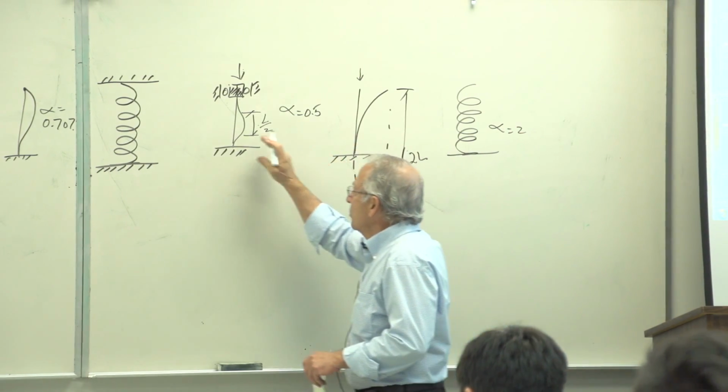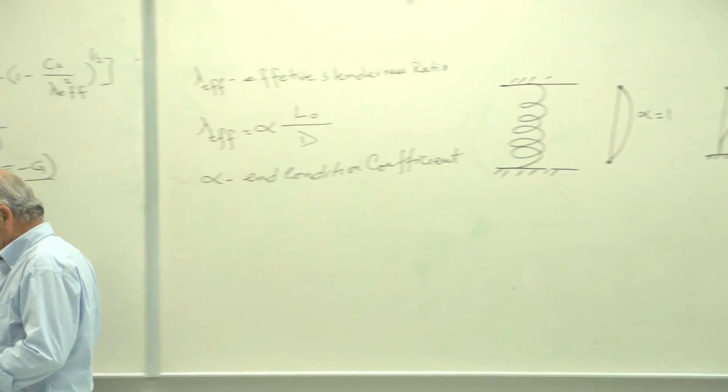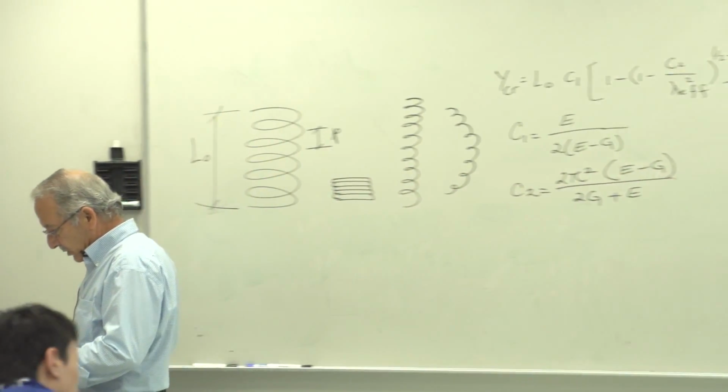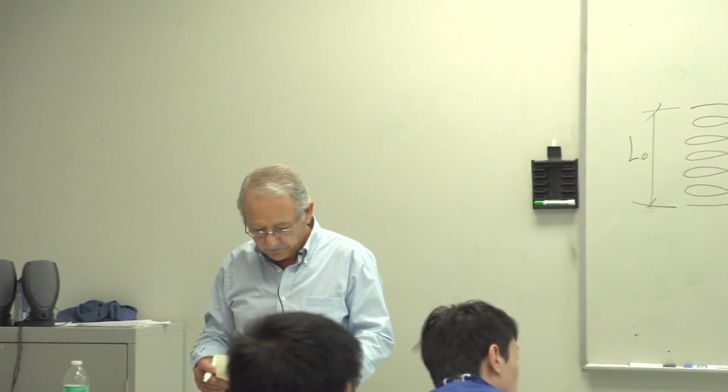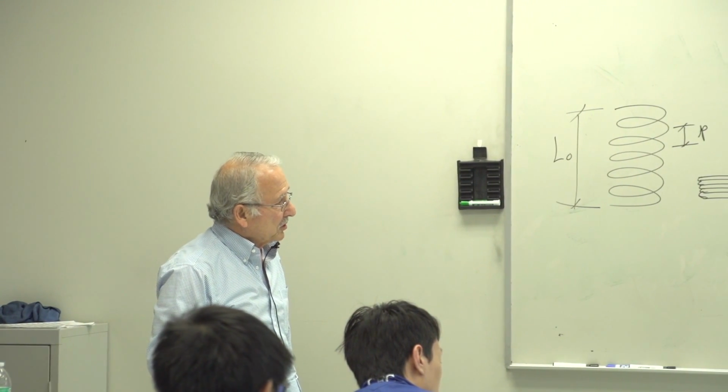You always try to find a situation where you can fit a pin column. So that's how they buckle, and those are the effective lengths.